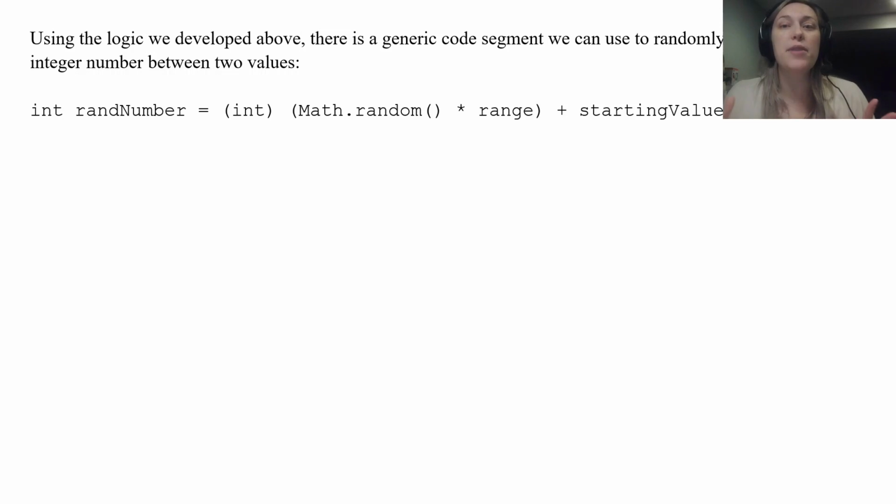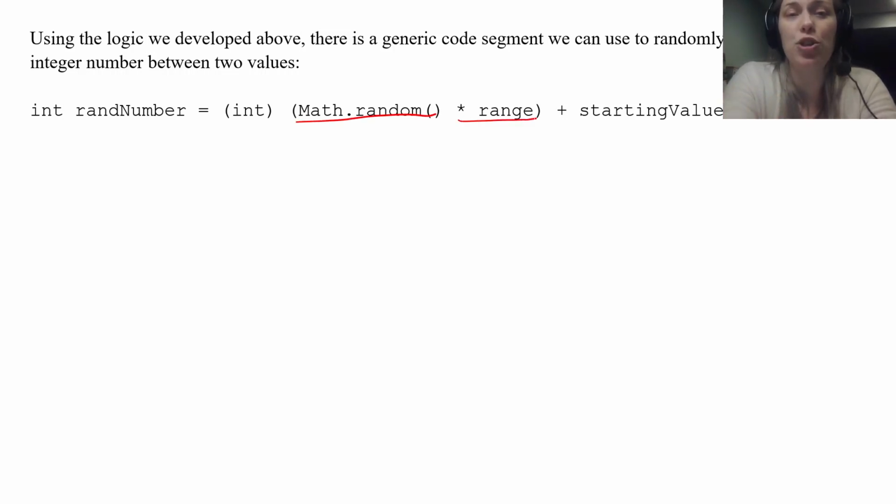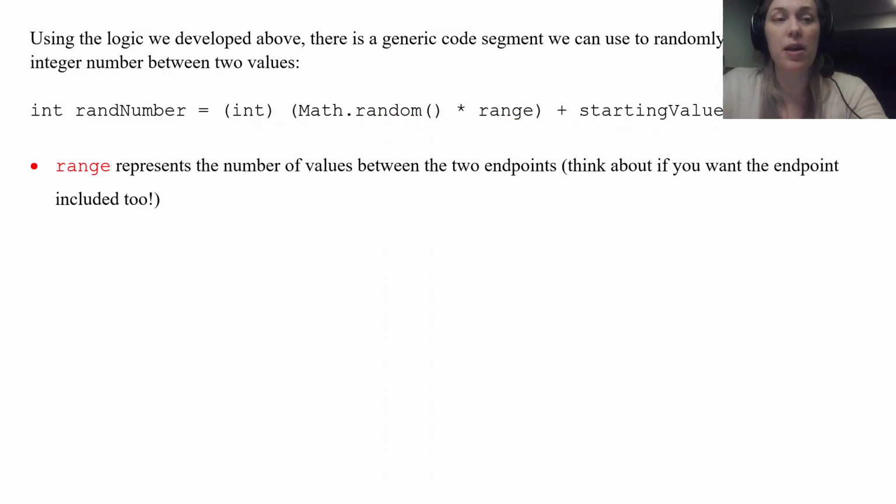So here's kind of, I call it a formula, but it's not really a formula. It's just a code segment that you're going to use. Int rand number, whatever your integer random number you want, is going to be that math.random times your range. You're going to truncate it, typecast it, and then add your starting value. Okay. So range represents the number of values between your two endpoints that you want. And with your range, you have to think about if you want the endpoint included too.